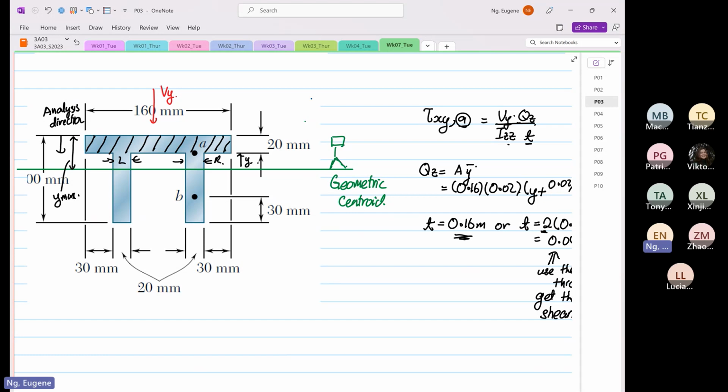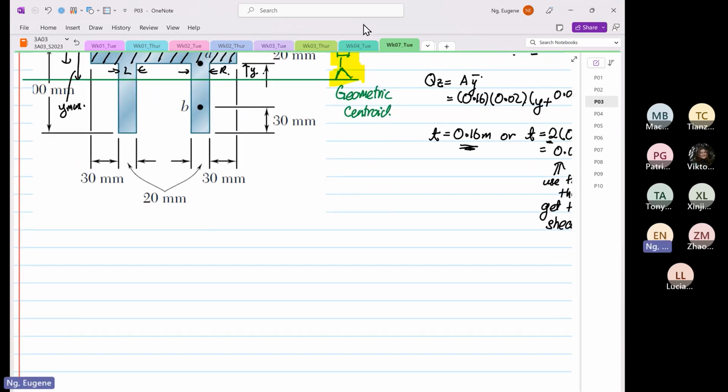We have been obeying all the rules. What are the rules we apply? The 3 rules we apply: the geometric datum is at the centroid, right? The analysis starts from Y max, that's rule number 2. And then rule number 3: V and I are constant.